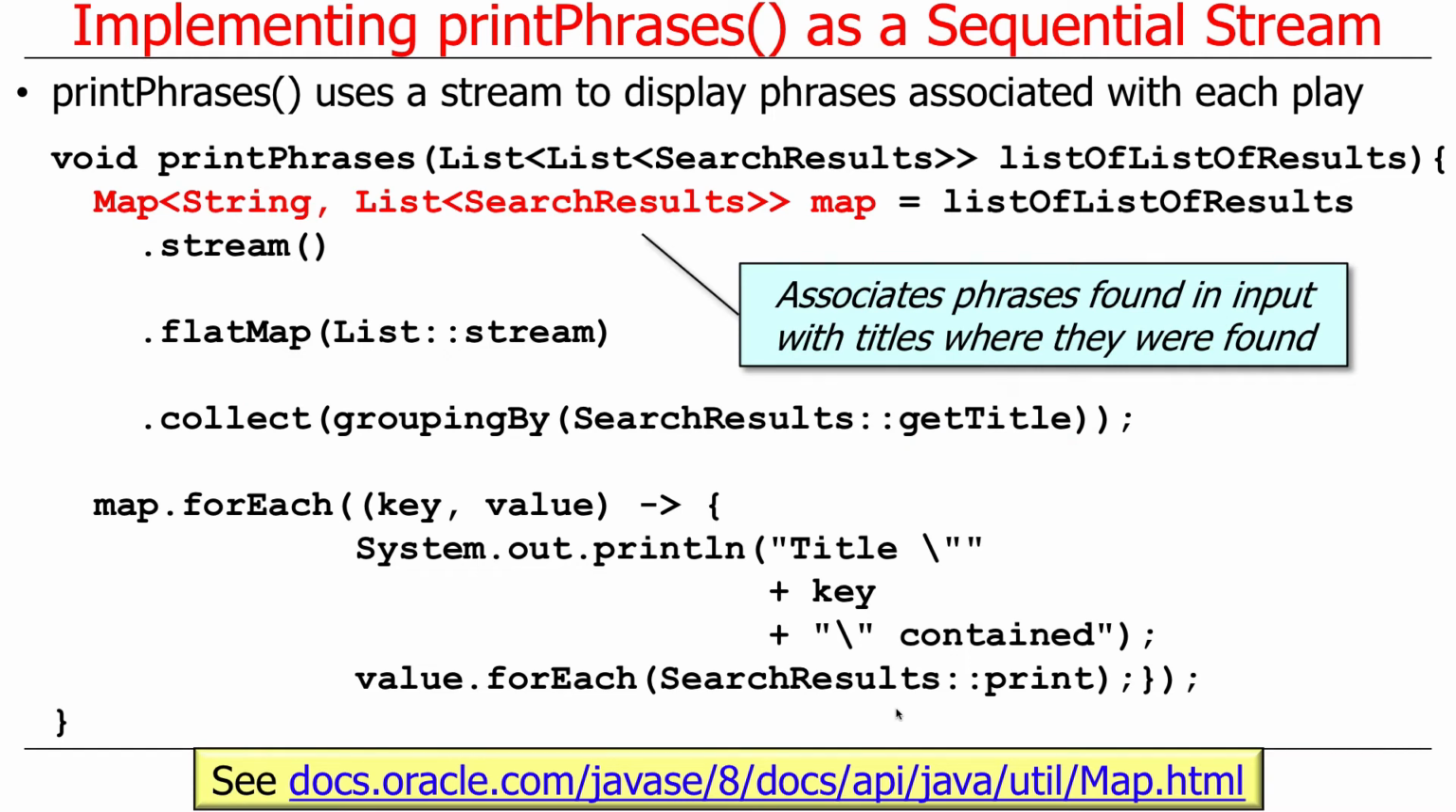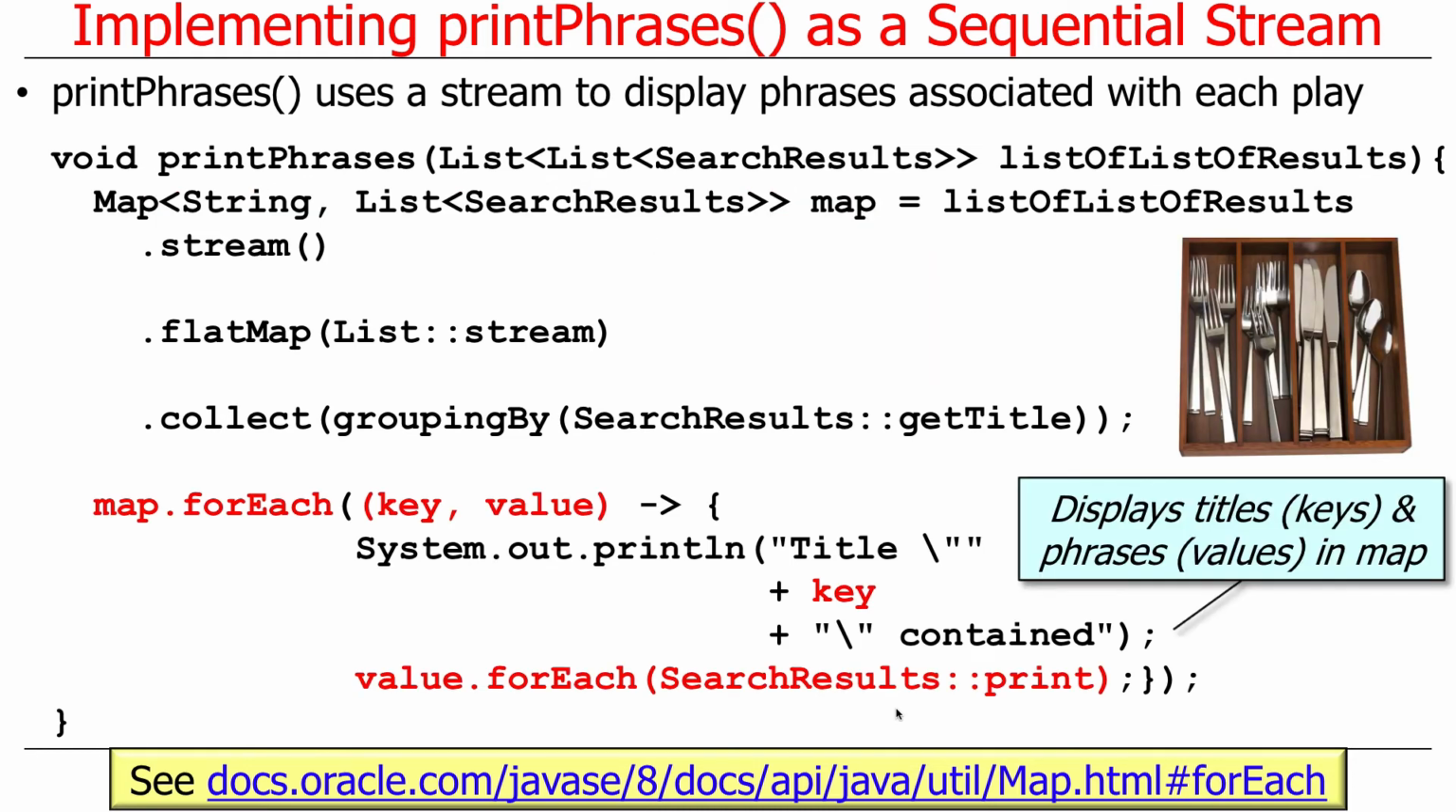What we end up with is this map that associates the phrases in the input with the titles where they were found. And then once we have that map, we can go ahead and print the results.